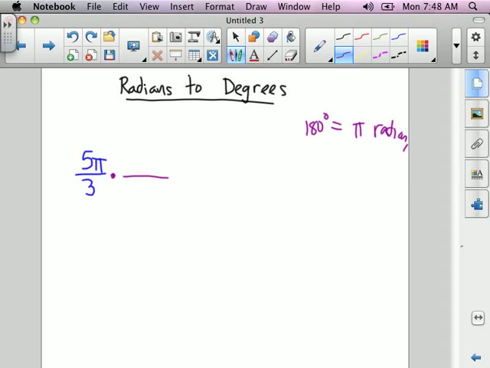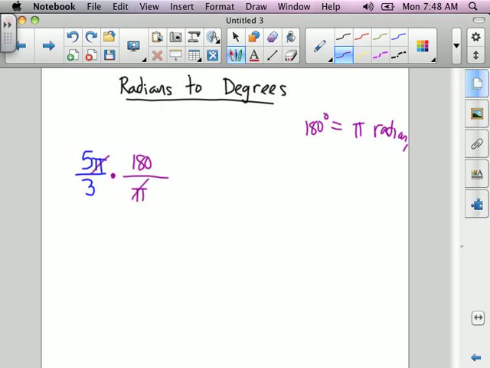Here are my radians up top. I want to put my radians in the bottom so they'll cancel. Or if it's easier to think about it, your pi's want to cancel out. So you're going to try to make it so your pi goes in the bottom on this one, and your 180 goes up top. So your pi's will cancel.